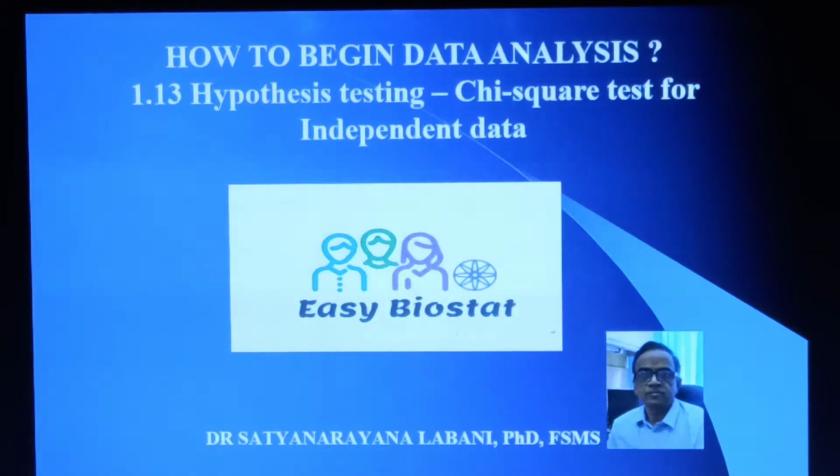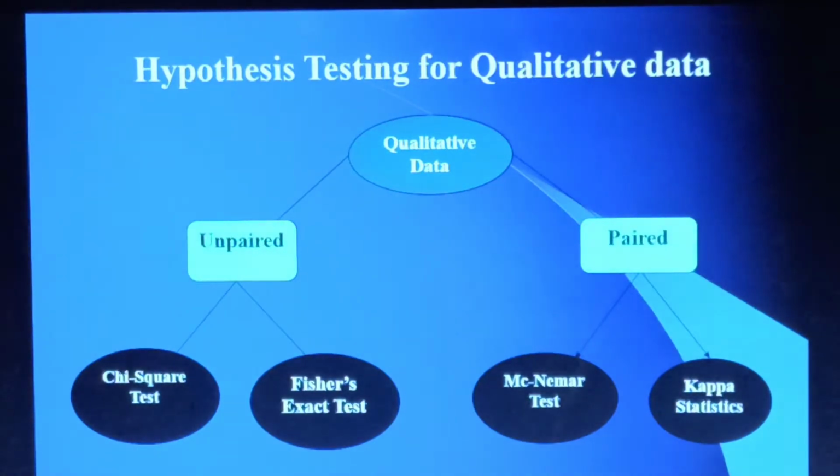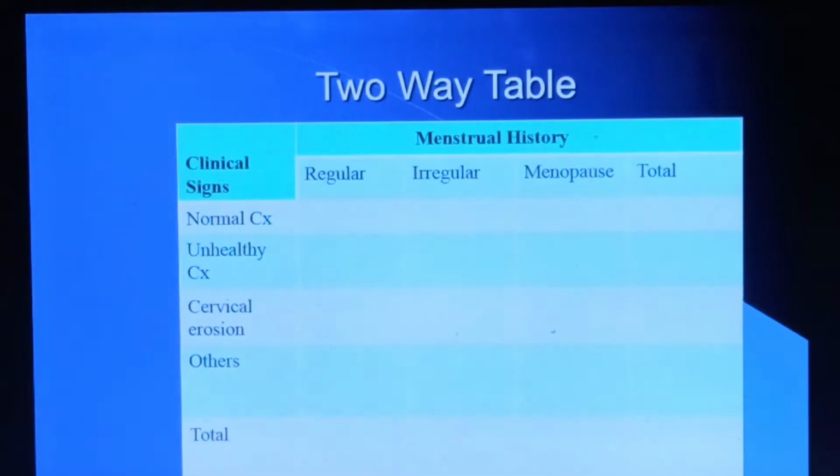How to begin data analysis? In hypothesis testing, I take up the chi-square test for independent data. So here we have testing of hypothesis for qualitative and quantitative data. This is qualitative data hypothesis testing. For qualitative data also we have unpaired and paired, and this part of the video will be covering unpaired qualitative data analysis using chi-square and Fisher exact.